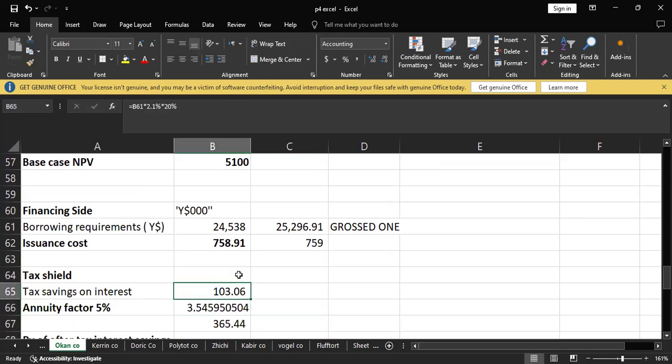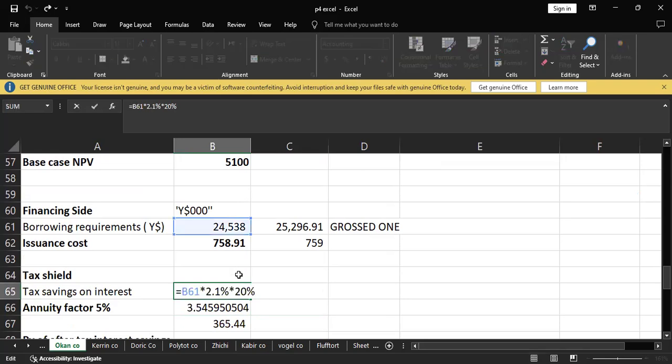How are we taking it? See now, you will take your borrowing requirements into tax rate into interest rates. What is the formula? Amount of loan into interest rate into tax rate. Now, many times the students are confused, and now I am going to rectify your biggest problem.